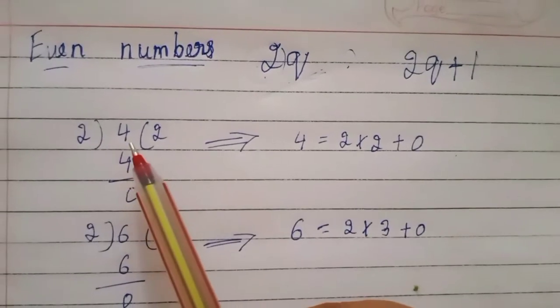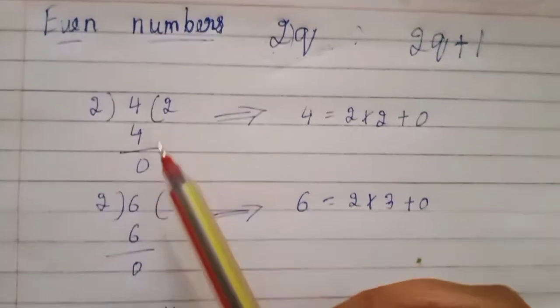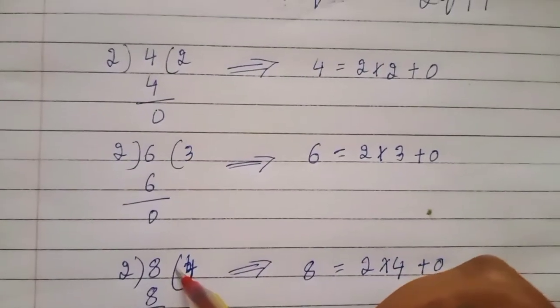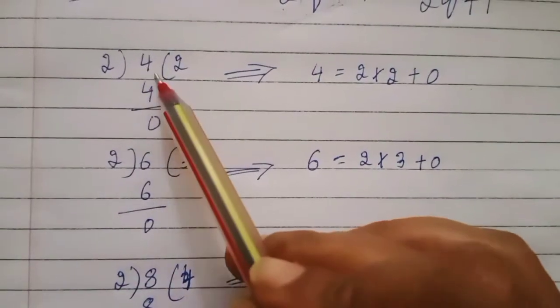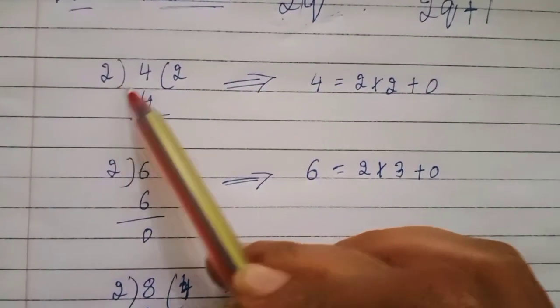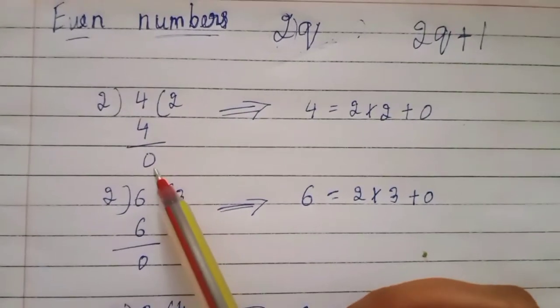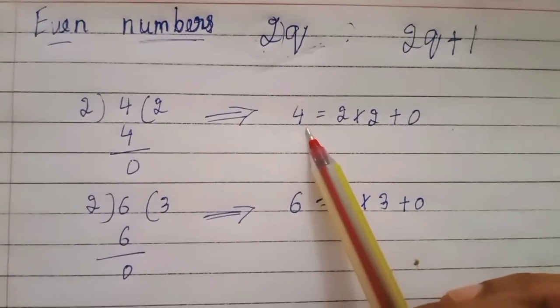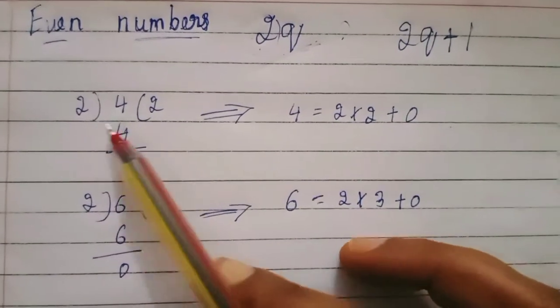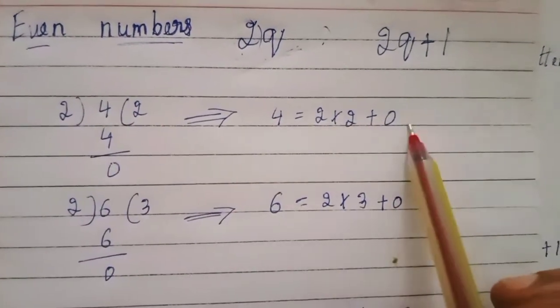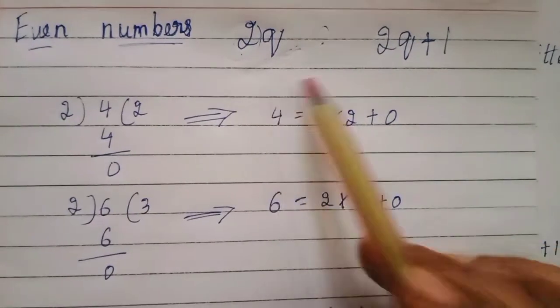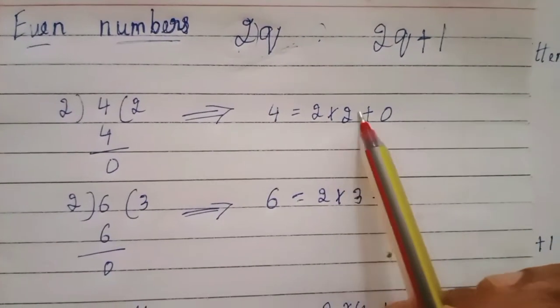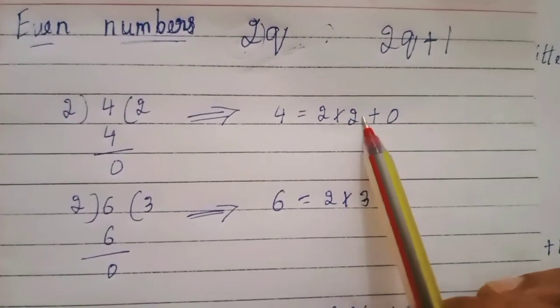Now let me take some even numbers. I have taken 4, 6 and 8, which are even numbers, and I am dividing them by 2. So 2 2s are 4. You can observe here the remainder is 0. So when you write in lemma form, 4 can be written as 2 into 2 plus 0. So compare the 2q form. You can see here it is 2q where q is the quotient, that is 2.